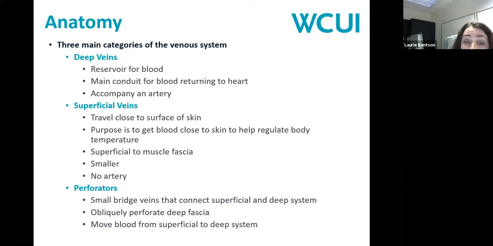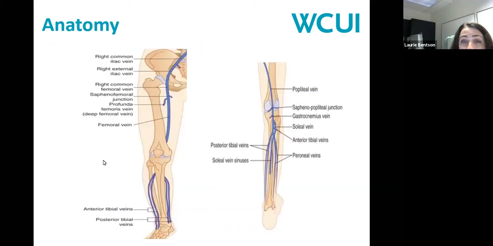And then, of course, the perforators are the small bridge or communicating veins that connect the superficial and the deep system. They obliquely perforate the deep fascia and move blood from the superficial to the deep system, and then the deep system moves the blood back towards the heart.